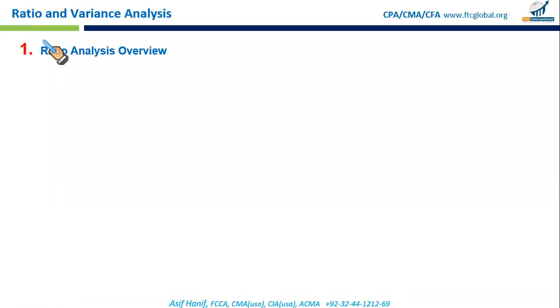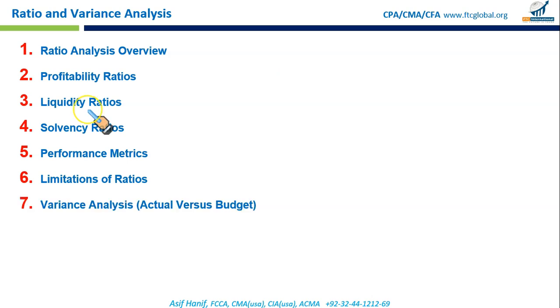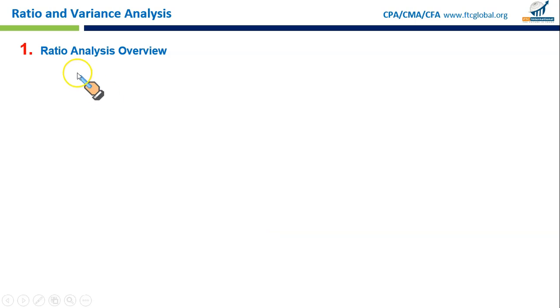Ratio and variance analysis. We are going to discuss ratio analysis overview, profitability ratios, liquidity ratios, solvency ratios, performance metrics, limitation of ratios, and finally, variance analysis, actual versus budget.